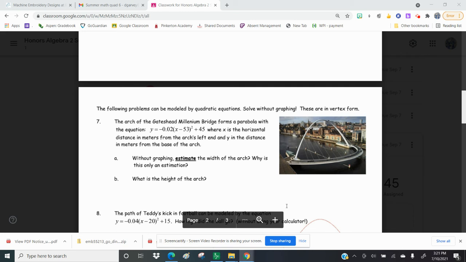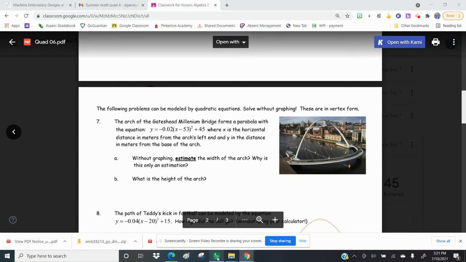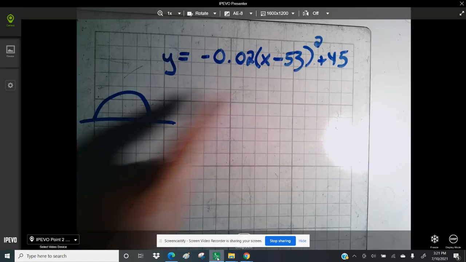can be modeled by the equation y equals negative 0.02 (x minus 53) all quantities squared plus 45, where x is the horizontal distance and y is going to be the vertical distance. So it says part A, without graphing, estimate the width of the arch. So if you take a look at this here, this is your equation.